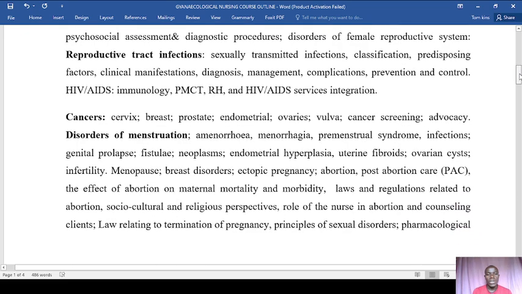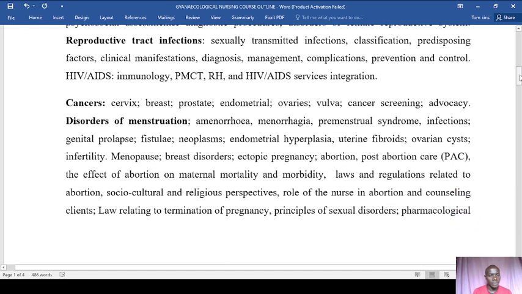All right. Also, we'll look at some types of cancers, and this will be a continuation of the pathology class. So we look at the cancers that do affect the cervix, the breast, the prostate, the endometrium, the ovaries, and the vulva, and also participate in cancer screening sessions like the VIA/VILI sessions, and also look at the advocacy for awareness among the population so that they are aware of such conditions.